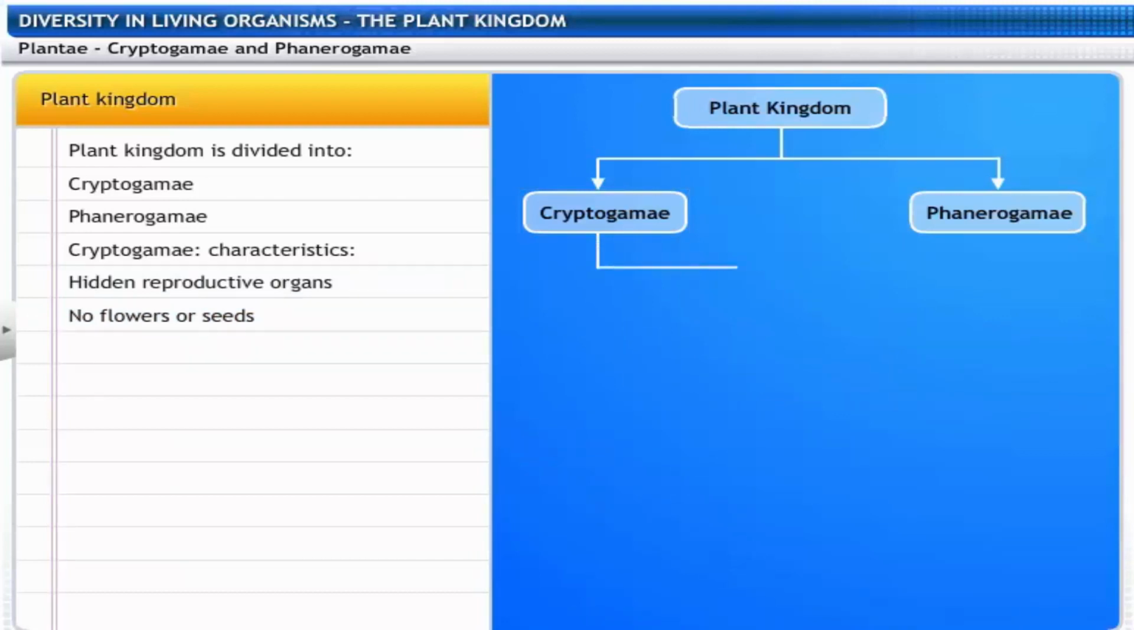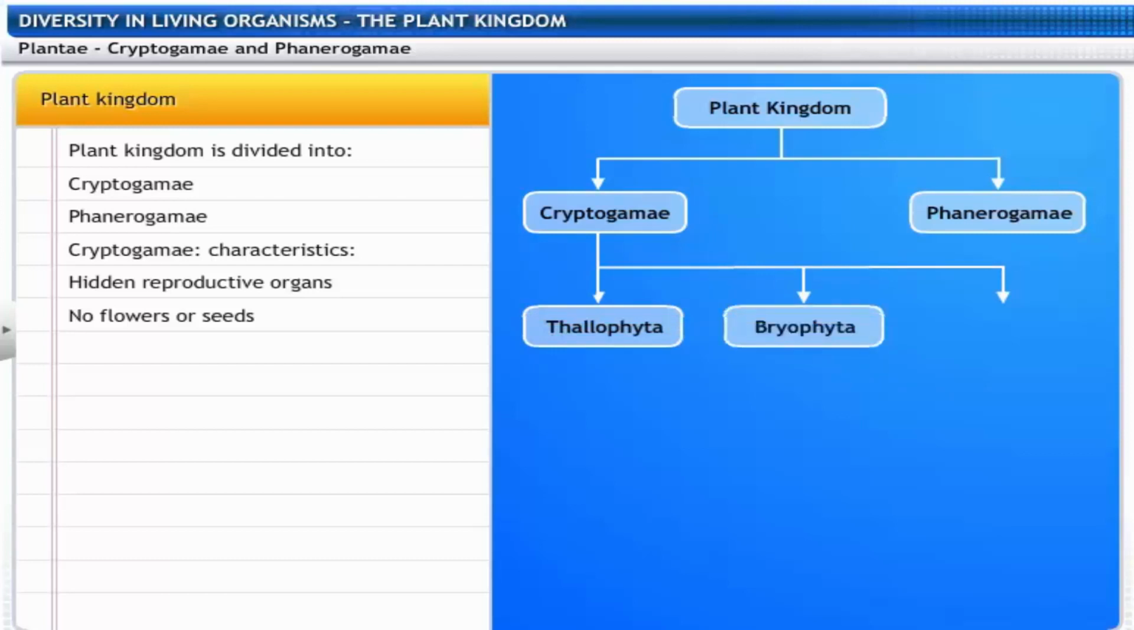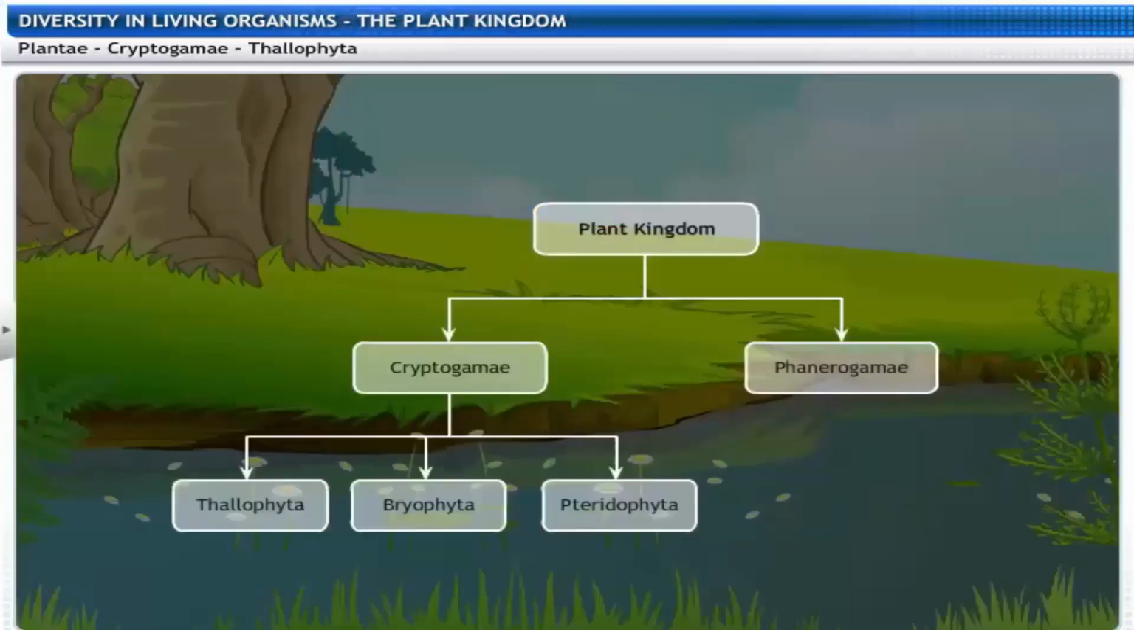Cryptogamy are further divided into 3 groups: Thallophyta, Bryophyta, and Pteridophyta. Thallophyta are the simplest of plants that do not have a well-differentiated body design. They are mostly aquatic.